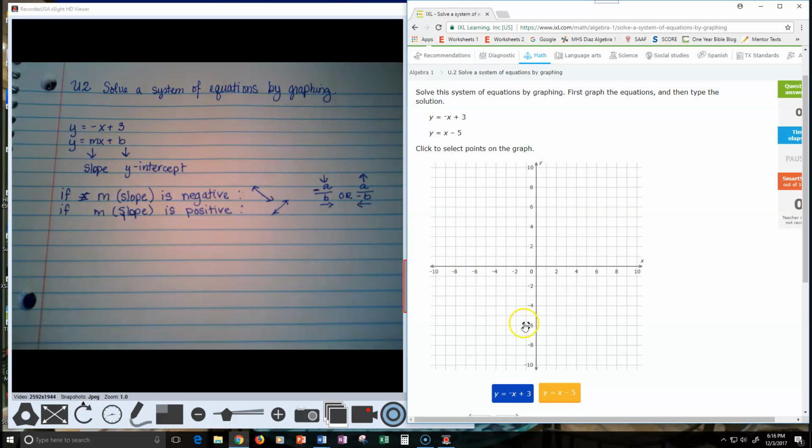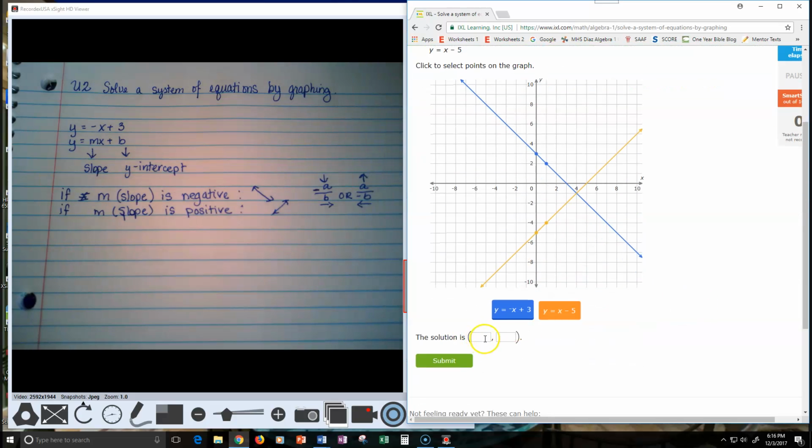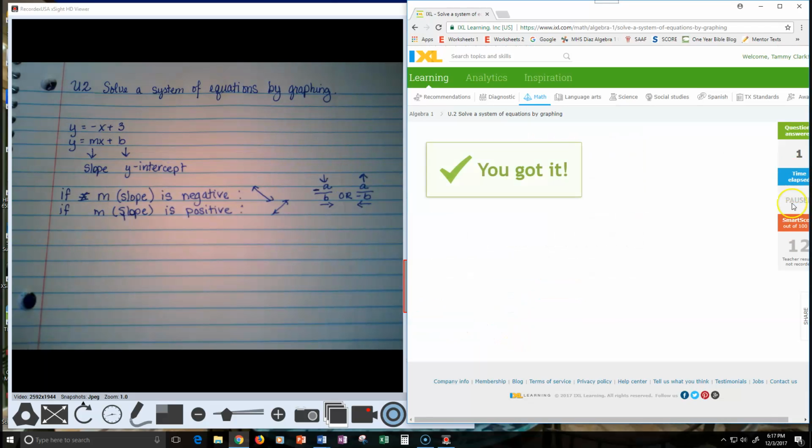So let's look at our first question here. We have that y is equal to negative x plus 3. We know our y-intercept is 3. We're going to go down 1 and to the right 1. Click. And then let's go ahead and click our next line. So our next line is at negative 5, and we go up 1 and to the right. Then you're just going to type in your solution, which is positive 4, negative 1, and submit.